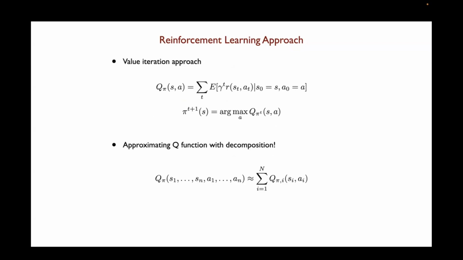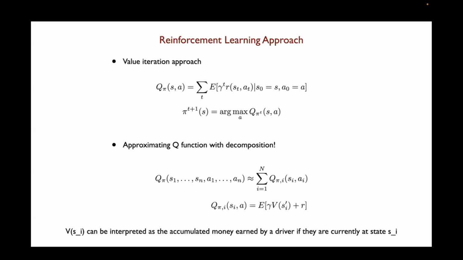And the hack used by Lyft is the following: decomposing the Q function into the sum of local Q functions, where each local Q function is defined not on all the drivers, but on a single driver and single location. By doing this, they use this heuristic of the value function to enable them to learn this Q value much more easily than before, because now you can learn it for each single location or each single driver.